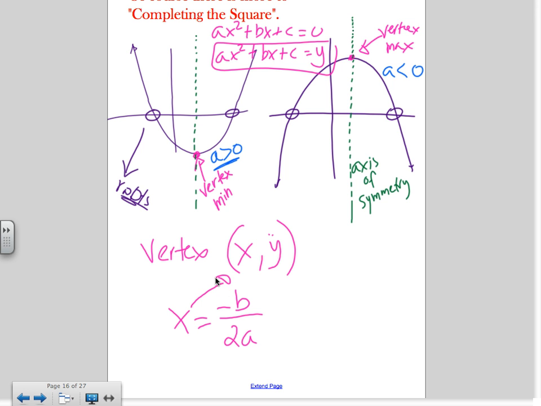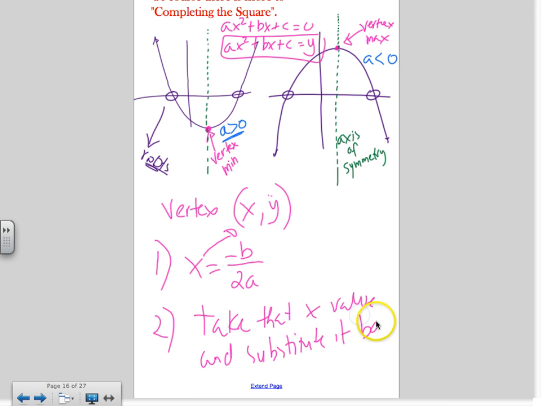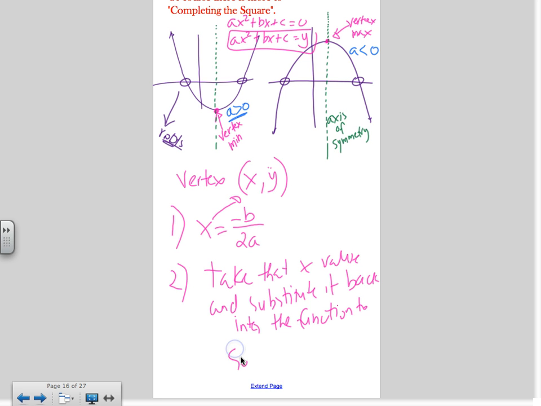Okay? And then how do you find the y component? Well, this is the first step. After getting your x, take that x and substitute it into the function to solve for y. And there's the function right here. Whatever you found for x, substitute it right back, and solve for y. And once you have your y, you have the complete point. That will give you your vertex. See that?